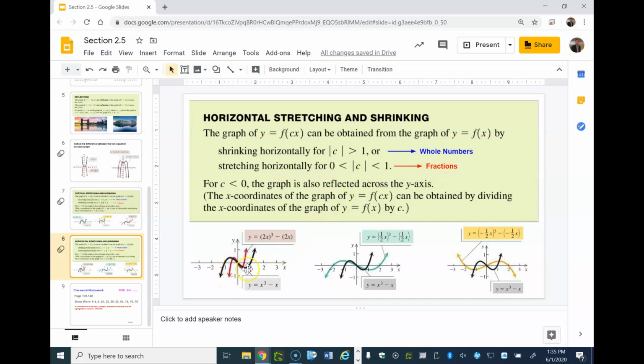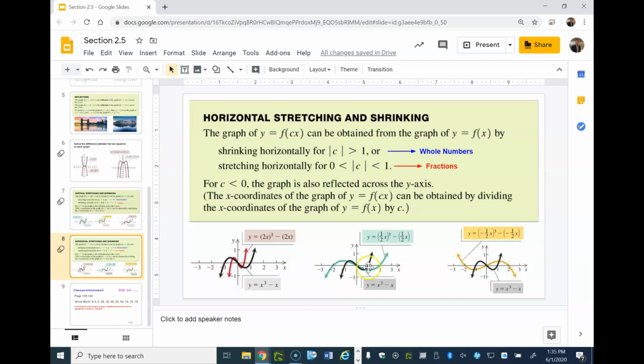So again, this is what the black looks like. And if we compress it like we're pushing it together, like we're closing our hands together, we're clapping, we're going to be using this one here. So a whole number means we're shrinking it. So we push it together with our hands and make this little red one here.